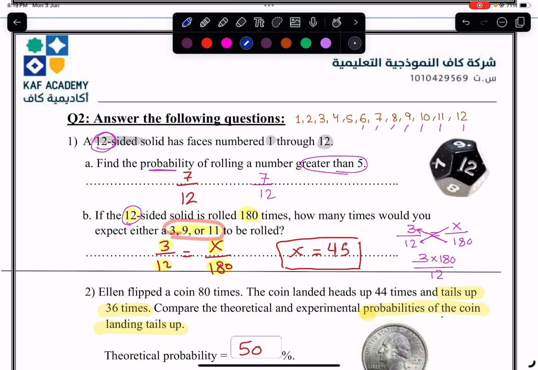Let us simplify. 3 and 12 we can divide. Divided by 3 equals 1, divided by 3 equals 4. Now divided by 4 equals 1, and 180 divided by 4 equals 45. So x here equals 45.